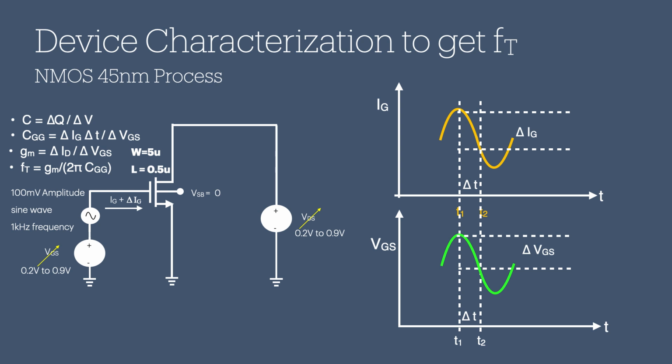We need to perturb the gate voltage by a sine wave with an amplitude high enough so that LTspice can interpret the very small changes in gate current, delta IG. We select 100 millivolts as the amplitude of the sine wave used to perturb the gate terminal. Again, we only sweep the DC voltages VDS and VGS for simplicity. The student can try sweeping the length and VSB on their own.